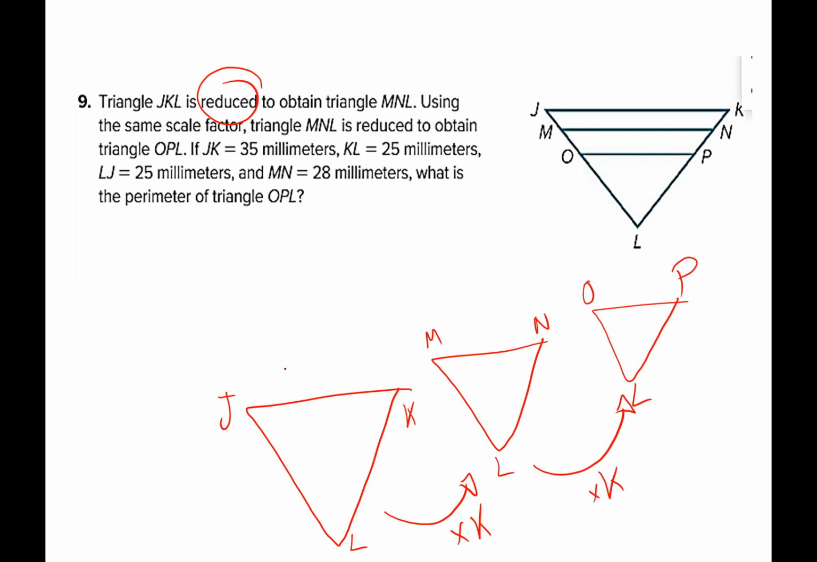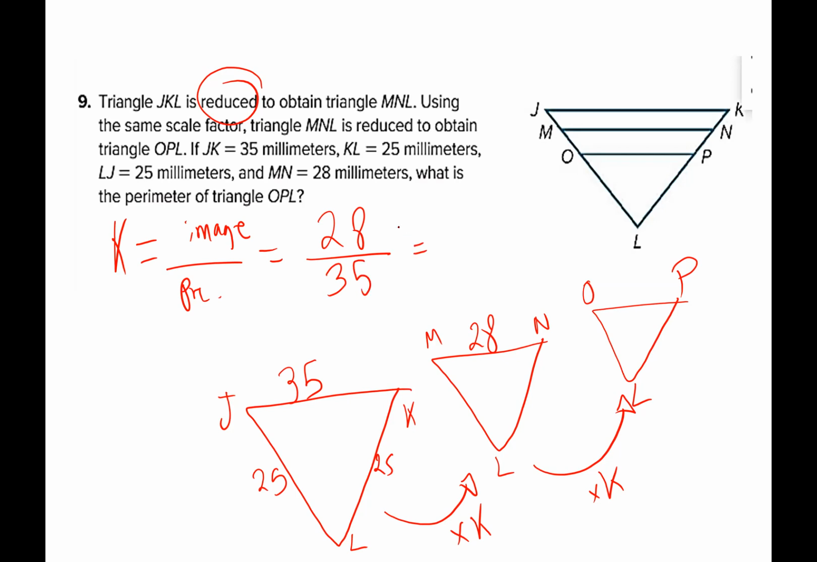Now he gave me JK at 35, KL is 25 here, 25, and finally the MN is 28. As I said, if you want to find the reduction, first of all, you have the scale factor, which is the k. The reduction is image over the pre-image. The image is 28 over 35 because it's a reduction, which is 0.8. We found the k. If you want to find ML, 25 times 0.8 will give you 20. And here another 20.